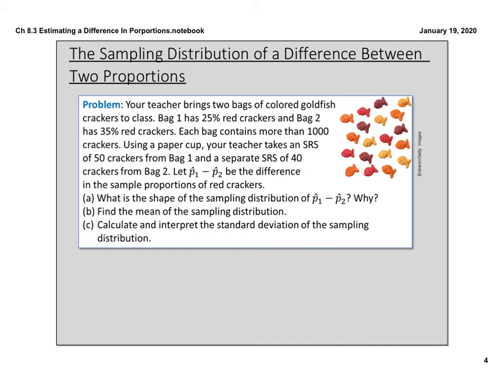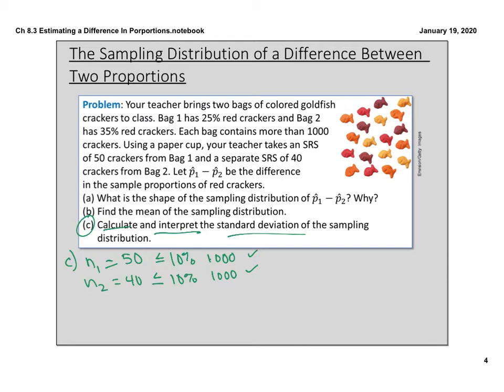All right, now let's go on to part C. So in part C, now we want to calculate and interpret the standard deviation. For the standard deviation, the first thing I need to know is, do I meet the 10% condition? My sample size for N1, or my first variable, is 50. 50 is less than or equal to 10% of 1,000. Okay, check. N2 is equal to 40. My sample size for sample 2 is 40, which is also less than or equal to 10% of 1,000. Okay, check.